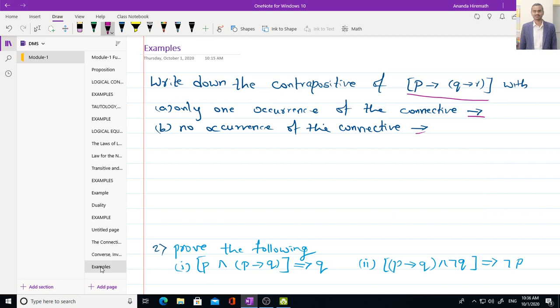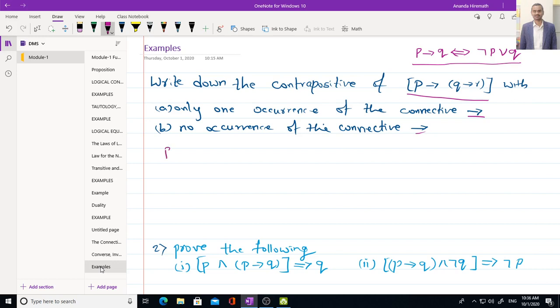Before we solve this, let me write one standard result again. If we have P conditional Q, then it can be written as not P or Q. I hope you remember this. If not, please try to remember this statement. It is a standard result: P conditional Q can be written as not P or Q. So using this, let us try to solve the first example.